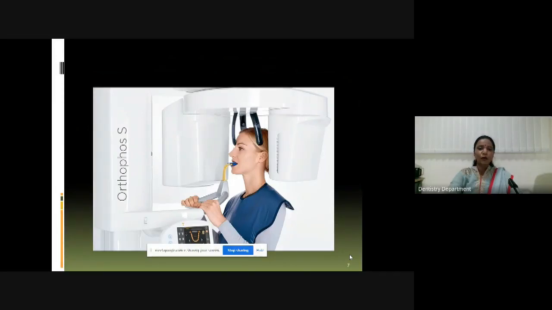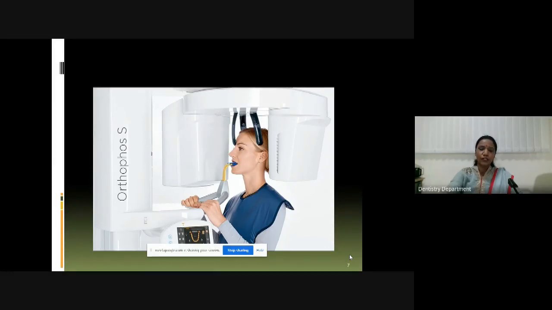Let's start with how we enter the OPG room. Once we receive the patient, we greet the patient, and we ask them to remove all the metal belongings the patient is wearing, like earrings, hairbands, hair clips, or any dentures present in the oral cavity. We'll see the importance of why these metal objects have to be removed, because these metal objects will produce geometric distortion in the OPG machine.